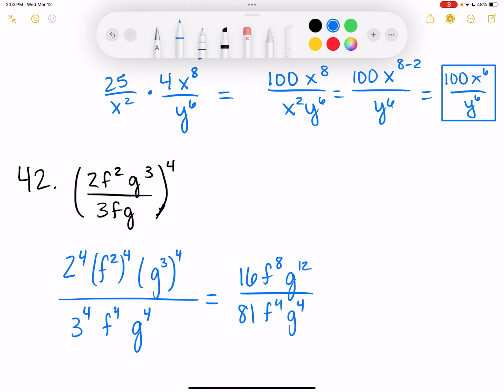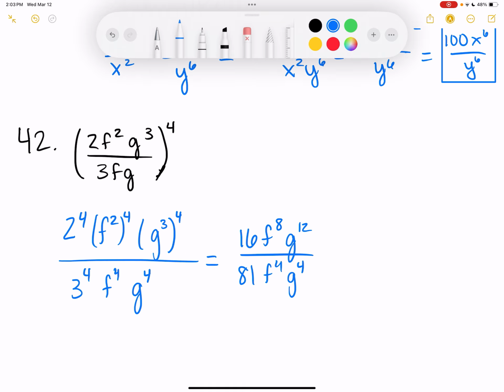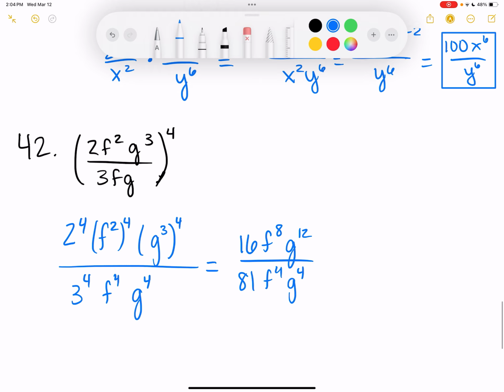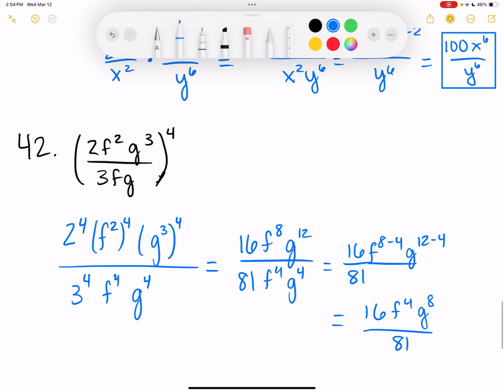Nothing's happening there. Now what do I have to do? Combine, subtract the terms for f and g. You can't do much with the numbers. 16 and the 81, nothing comes out of those. So I'm going to end up with 16 over 81, and then on top, f to the 8 minus 4, and g to the 12 minus 4. So I end up with 16 f to the 4, g to the 8 over 81.